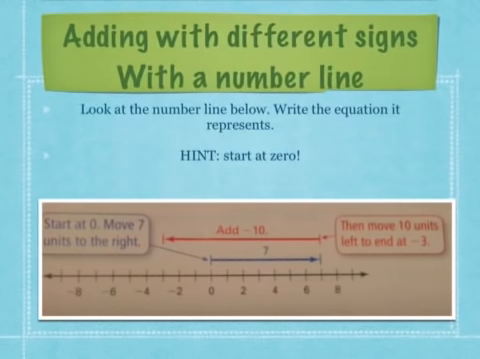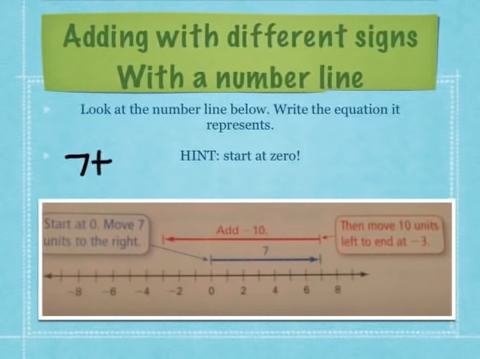For this example, we are working backwards. We're starting with the number line, and then we need to write the equation that it represents. So remember that we're starting at 0. So starting at 0, what direction do I move first? Well, that's towards the positive numbers, and I move 7 spaces. So I know that my first number is going to be 7.